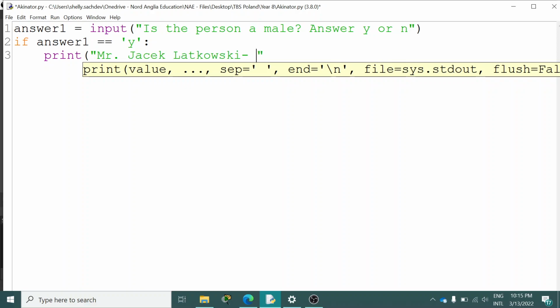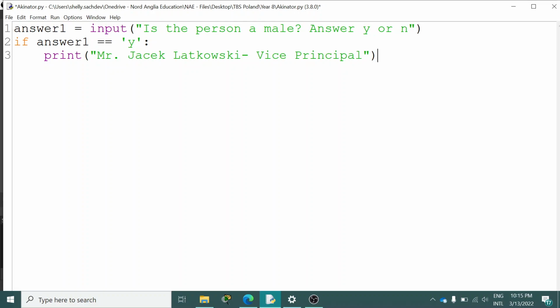So he's the vice principal of our school, and I was easily able to guess because the answer that I got from the person was yes, he's a male. Now over here, I want you to just look at the first line. When I was asking a question, I used an input function in Python, right? Input is a function which lets you ask questions from somebody who's running your program, and any input that you receive, it gets stored in a variable.